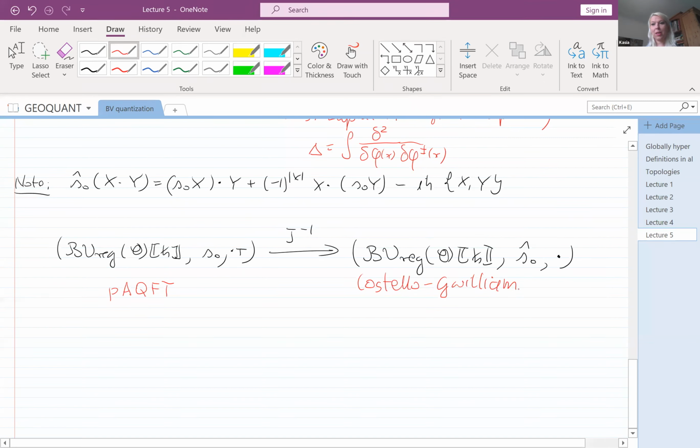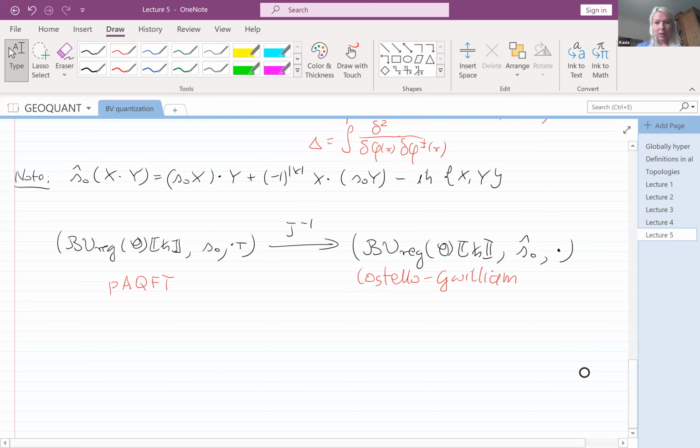Okay, but it's really doing the same thing, just packaged differently. And more about the relation you can see in my paper with Owen and William, where we worked that out in a bit more detail.